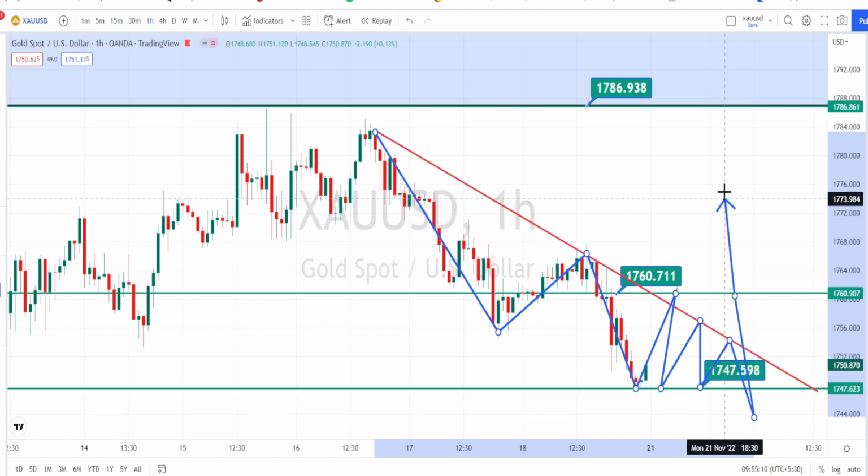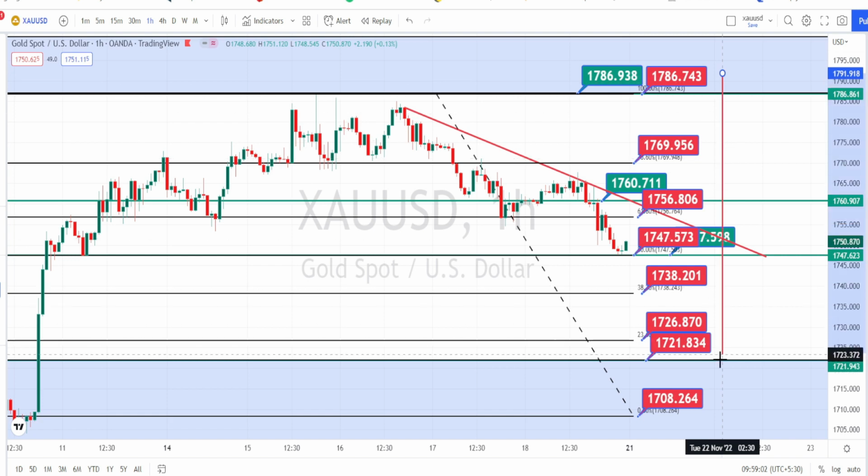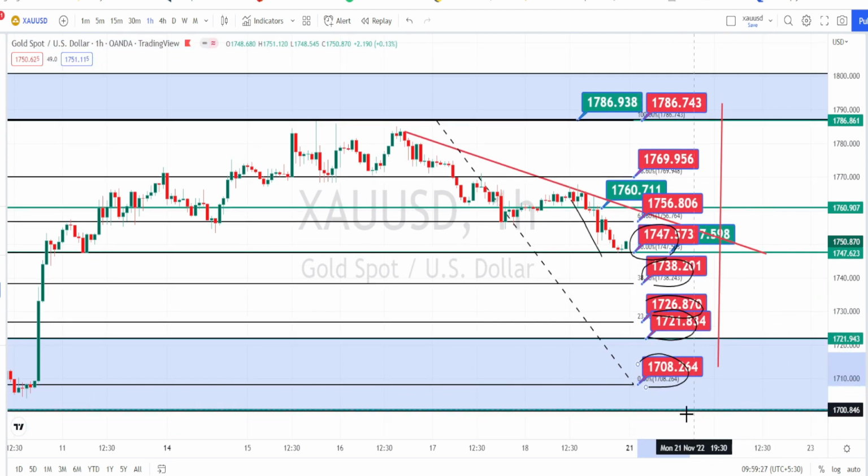So wait for the price action to give a proper breakout before entering on the bearish side trade or on the bullish side trade. Let us mark the support and resistance levels for the hourly time frame. The values within these red color boxes are the resistance and support levels for the current price action in the hourly time frame. Currently the price action is trading at the support level of 1747, and if this support level is broken, the next levels of support are going to be around 1738, 1726, 1721 and 1708. And at the bottom, from the higher time frame, we have the support level of 1700.